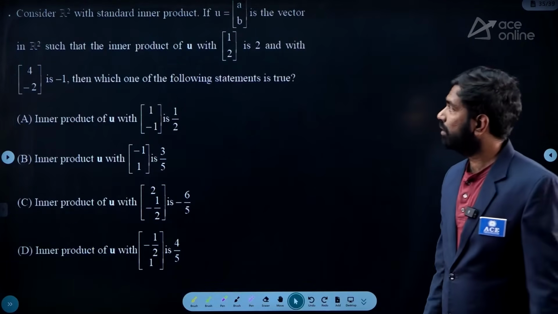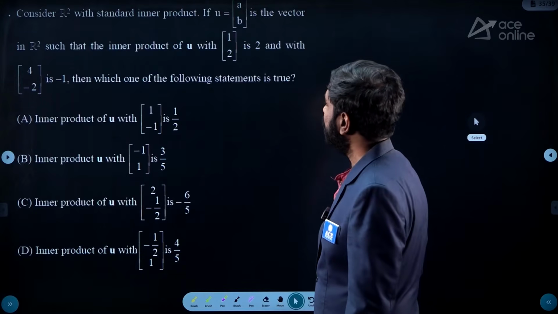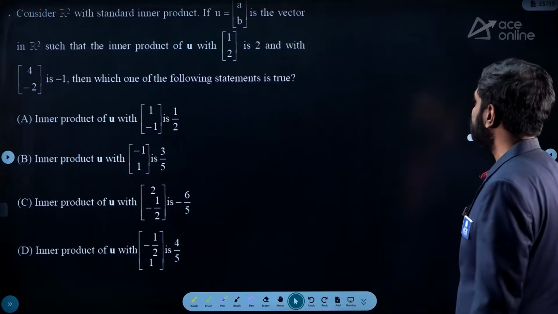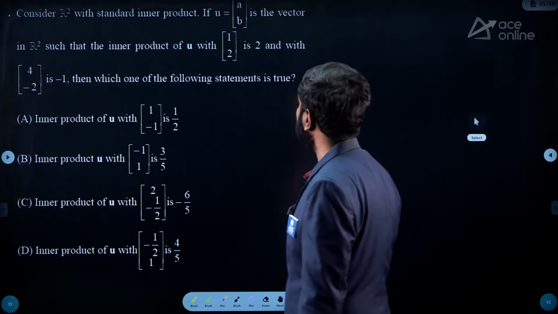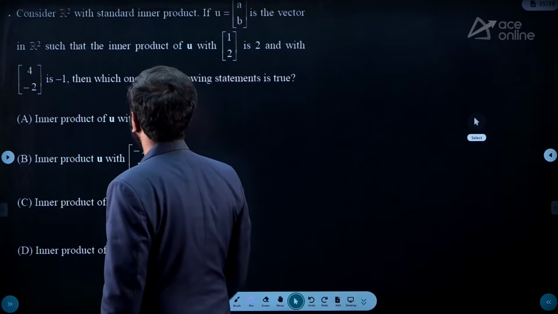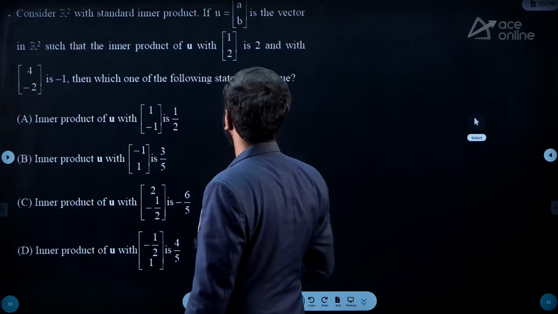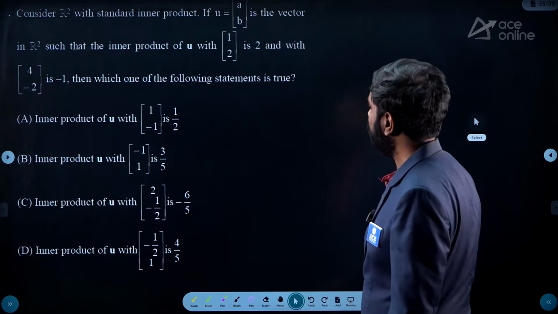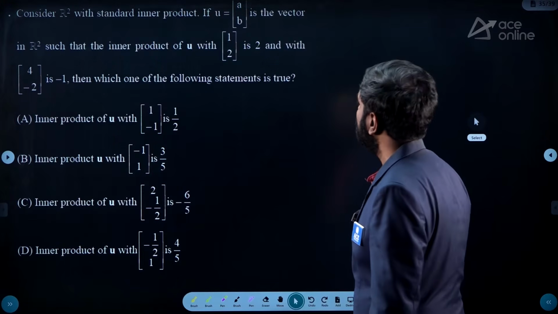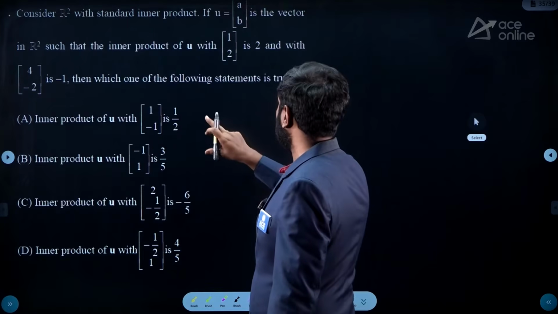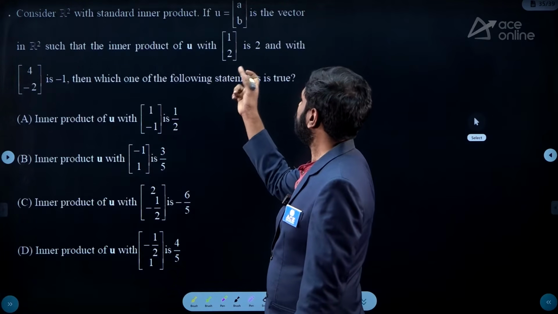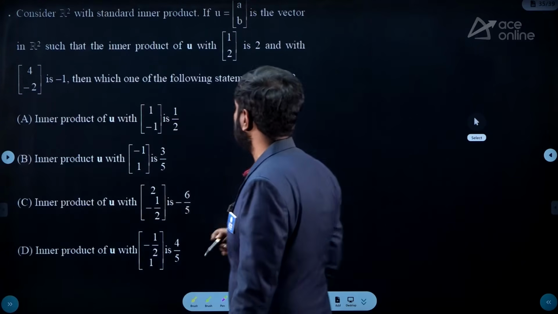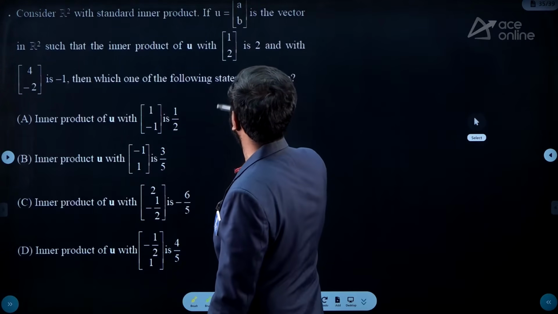Let's look at this question. Consider R square with standard inner product. So he's talking about some inner product. U is given as (A, B), a vector in R2 such that the inner product of U with (1, 2) is 2, and then with (4, minus 2) is minus 1. Which of the following statements is true? So we don't know what is U, but when you take the inner product of U with (1, 2), it is giving you 2. If you take the inner product of U with (4, minus 2), it is giving you minus 1.